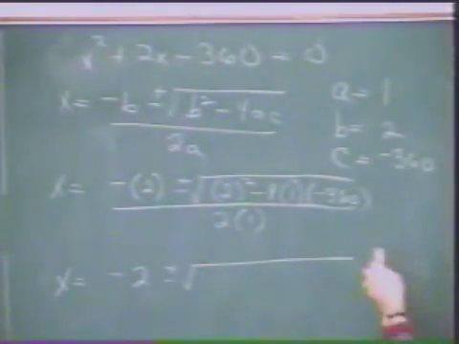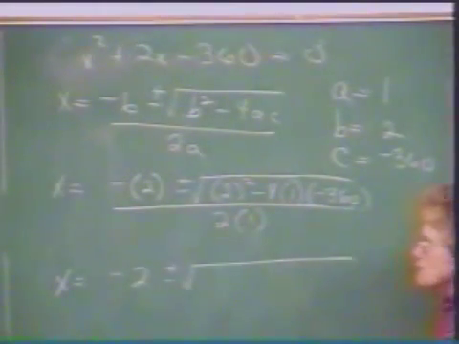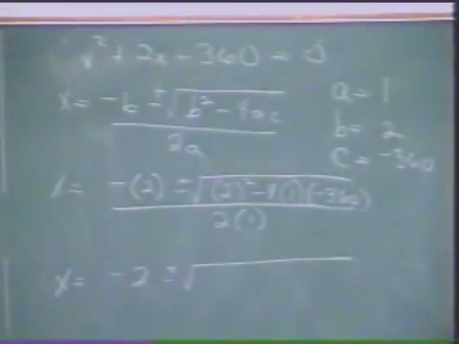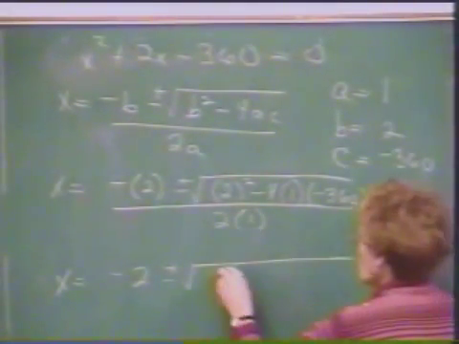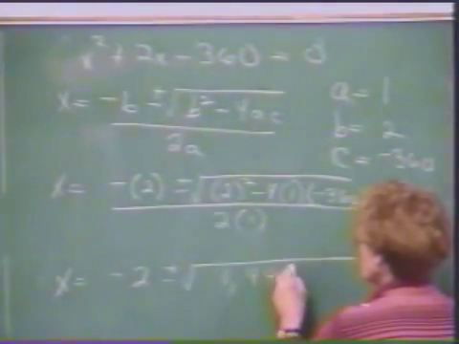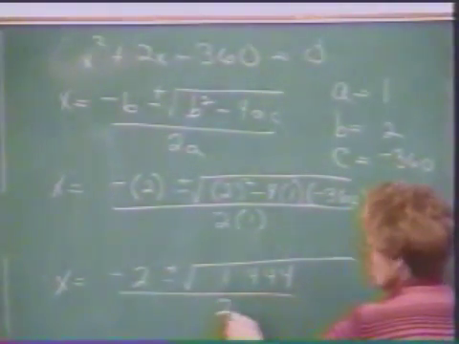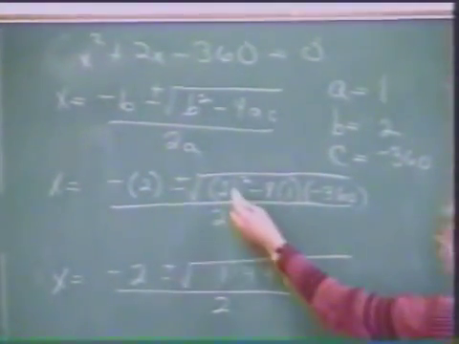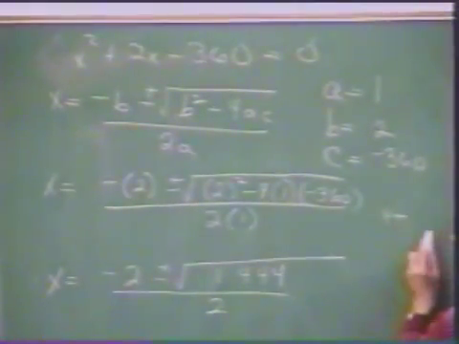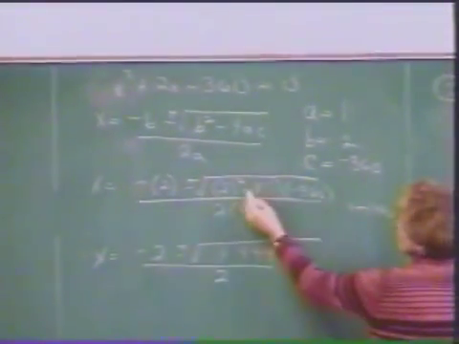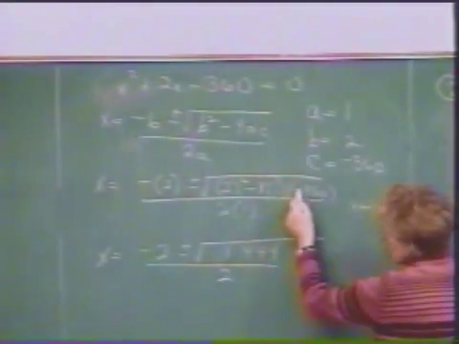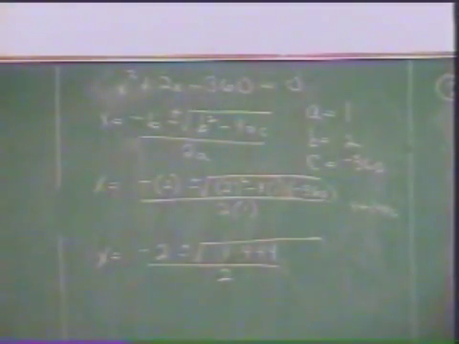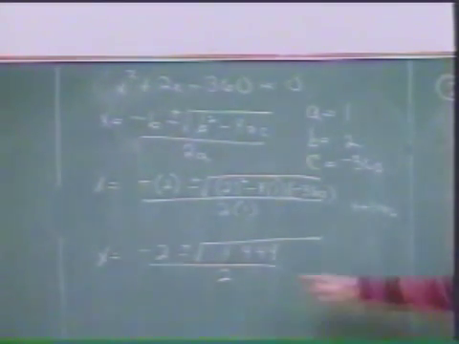Now I'm going to let you work out the inside of this for me. What will we get when we work out the inside of that? 1,444, all over 2. Because what happens is you get a 4 plus 1440 under there. You count your negatives here, and there are 2 of them, so that's going to make it plus the 1440. And then the 4 plus the 1440 will be our 1444 over 2.